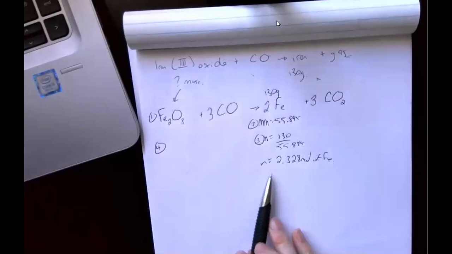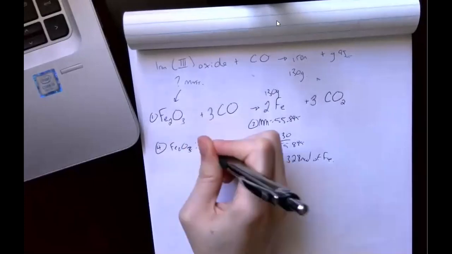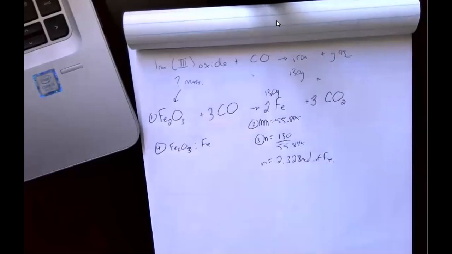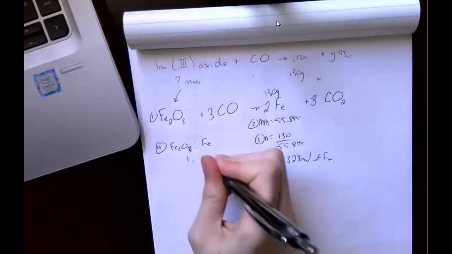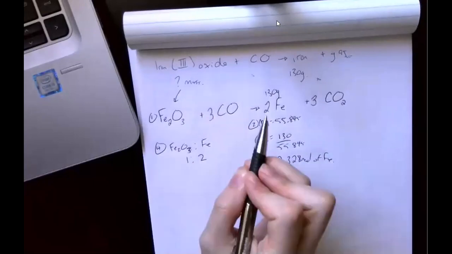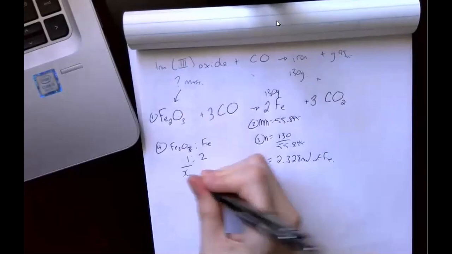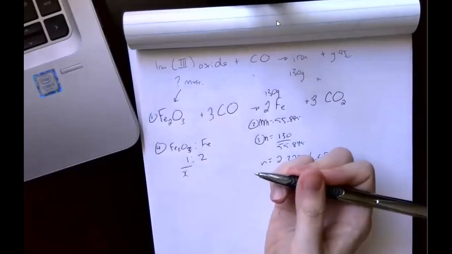Step 4, because it is asking about my iron oxide, I have to set up a mole ratio between my iron oxide and my iron that I was given the information about. So it is a 1:2 ratio, because those are my coefficients. And then I am solving for X, which is going to be my moles of iron oxide.